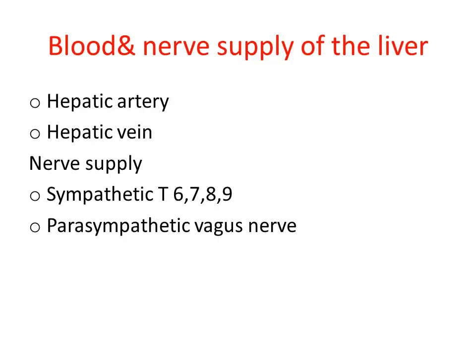Let us talk briefly about the blood supply and nerve supply to the liver. The liver is supplied mainly by the hepatic portal vein, and also by the hepatic artery, a branch of the celiac artery. The portal vein contributes about 70% of the blood supply, and the hepatic artery about 30%. Sympathetic nerve supply of the liver comes mainly from the sympathetic chain of T6, T7, T8 and T9, and parasympathetic supply is from the right and left vagus nerves, forming plexuses around the celiac trunk.